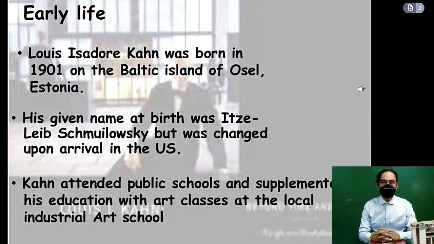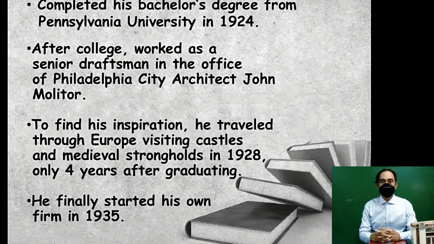Kahn attended public schools and supplemented his education with art classes at the local industrial art school. He completed his bachelor's degree at Pennsylvania University in 1924, after college work as a senior draftsman in the office of Philadelphia city architect John Molitor. To find his inspiration, he traveled through Europe, visiting castles and medieval strongholds. In 1928, only 4 years after graduating, he started his own firm, and finally in 1935.